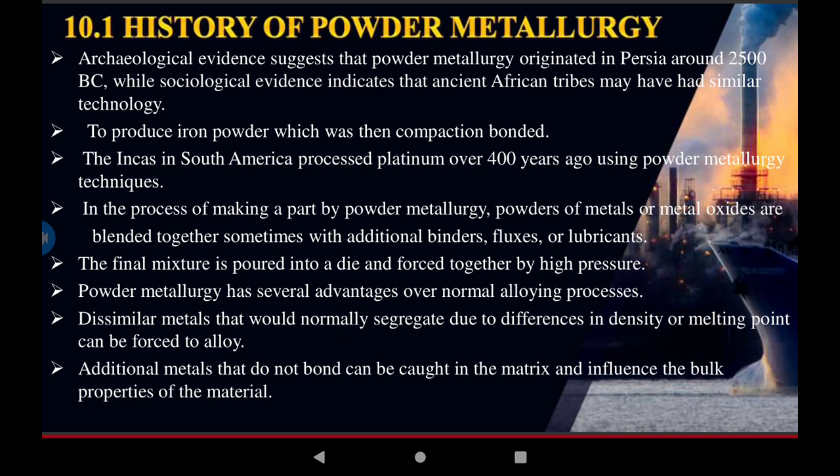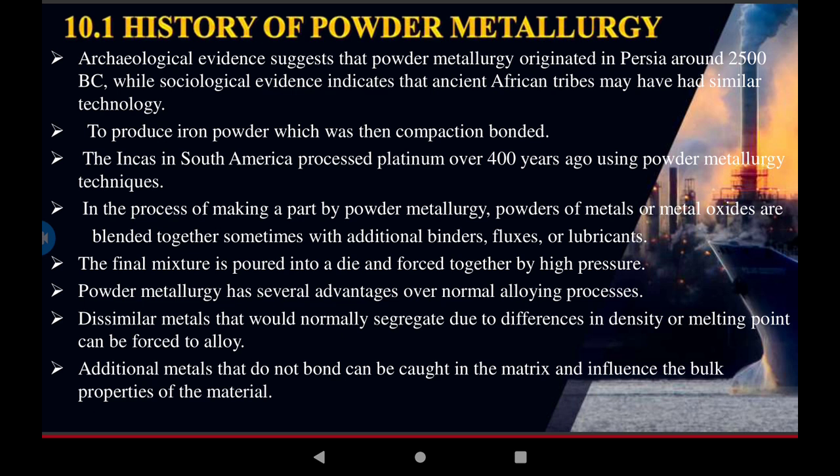The procedure in iron powder, which was then the composition of the bonded materials in the grains of the attractive material, is very loosely bonded between the particles of the materials to produce iron powder. In South Africa, platinum was produced over 400 years ago using powder metallurgy technologies.